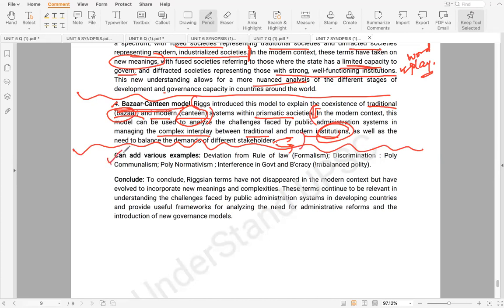इसके अलावा you can try to include various examples such as deviation from rule of law, which is called as formalism, discrimination, polycommunalism, polynormativism, interference in government and bureaucracy. Try to include as many keywords as you can as per the space that you have given.